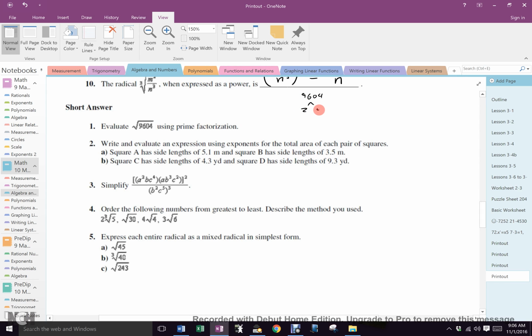2, and that's 4802, and 2, and that's 2401, and that's... what? That's 49 squared, yep. 49 squared, which is 7 squared and 7 squared, right? So it's 2 squared times 7 to the 4th. There is your prime factorization.